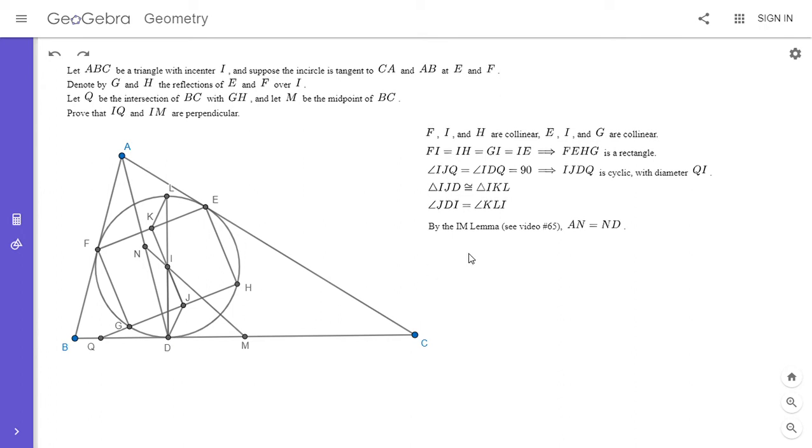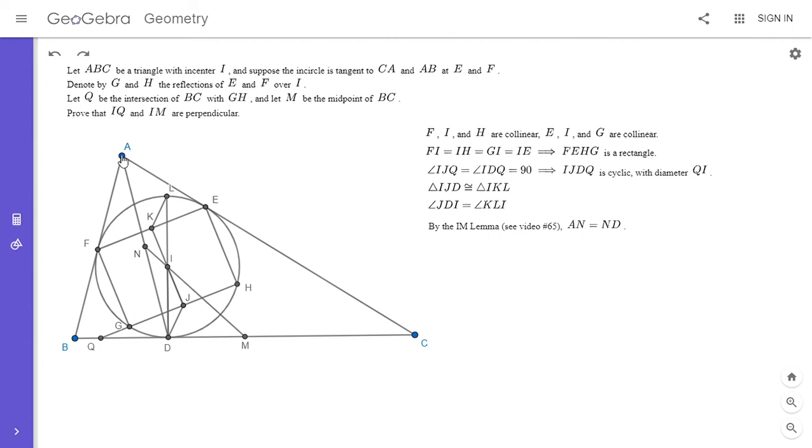So a lot of Evan Chen's problems use the IM lemma. I've noticed this, and so this will probably be the last one of them that I post in a while, just because I don't want it to get stale. But it's a very useful lemma that crops up all the time.